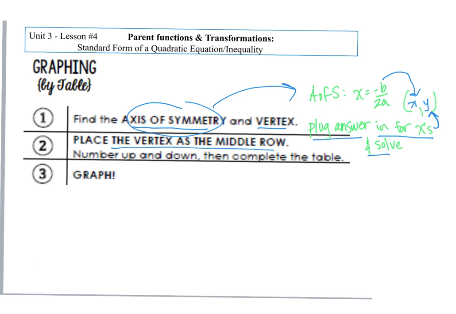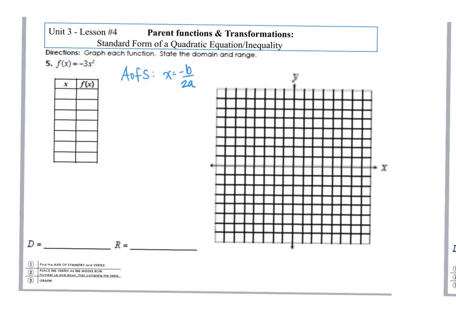And remember, this is not like a V where it's pointy at the tip. This is rounded. It's curved more like a smile or a rainbow. Okay, so let's apply this as we start graphing. Our first equation that we get to graph on number 5 is f of x equals -3x squared.